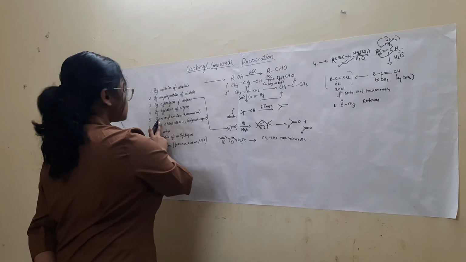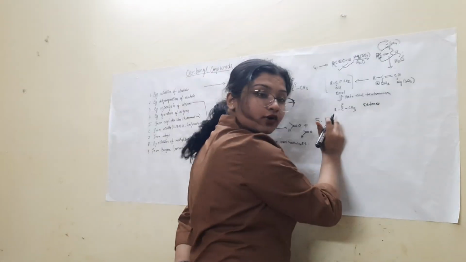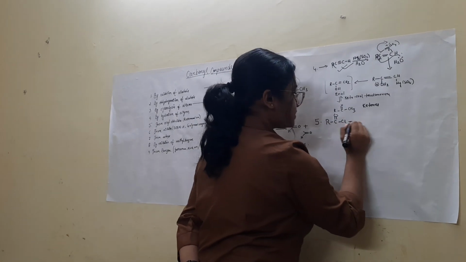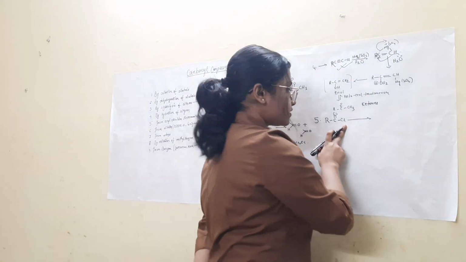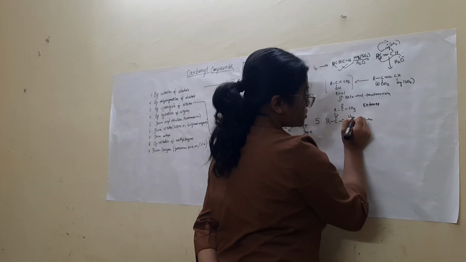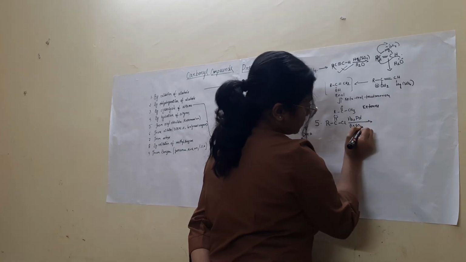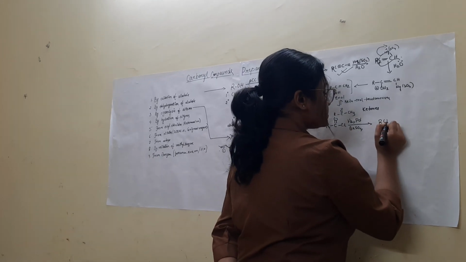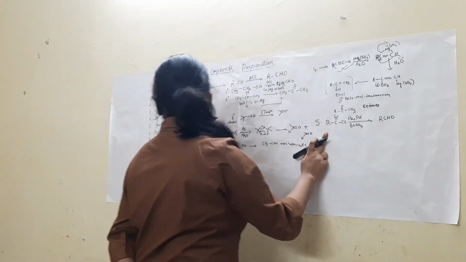Now moving on to 5. This is from acyl chloride. Acyl chloride is a very reactive compound. This is called acyl chloride. So here we will make it undergo Rosenmund reduction reaction where the reagent that it includes is hydrogen, palladium and barium sulfate. And it will be converted to RCHO directly. It's a very important named reaction.